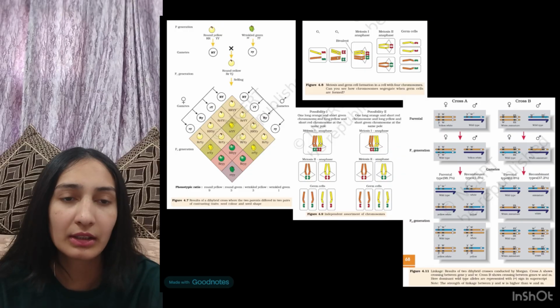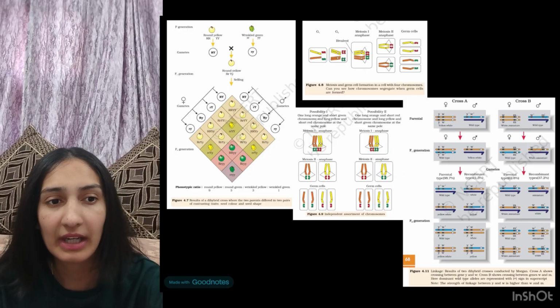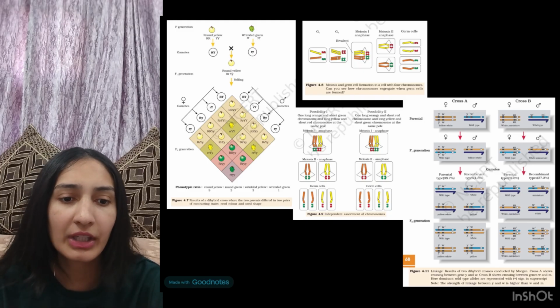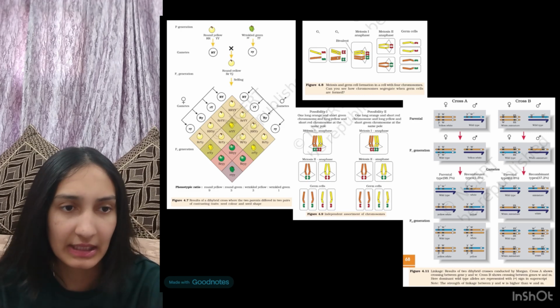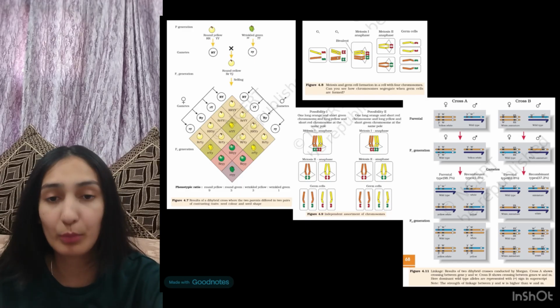Okay. So we have G1, G2, then M1 anaphase, then M2 anaphase, and then germ cells. Okay. Then in figure 4.9 you can see the independent assortment of chromosomes, and here you can see that we have two different possibilities. Next, in figure 4.11 we have linkage. Okay, linkage is a very important topic.